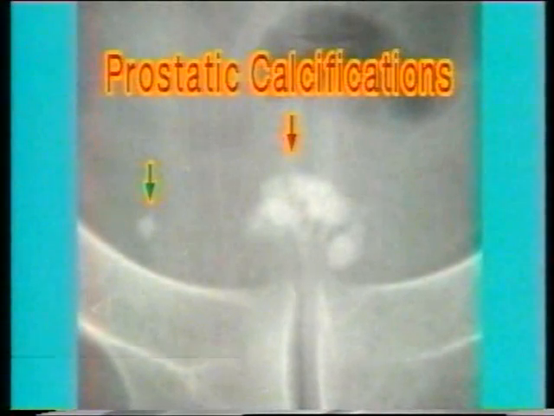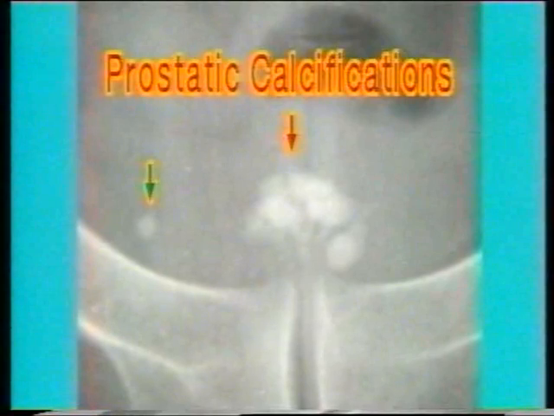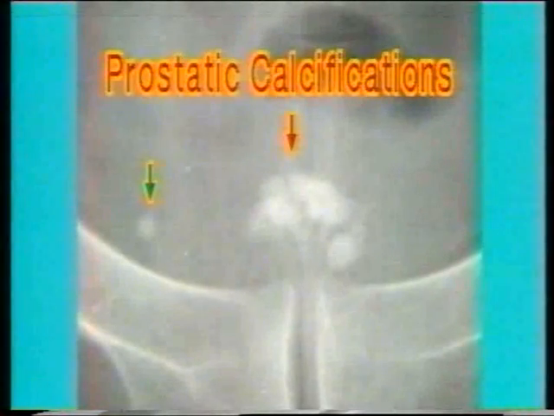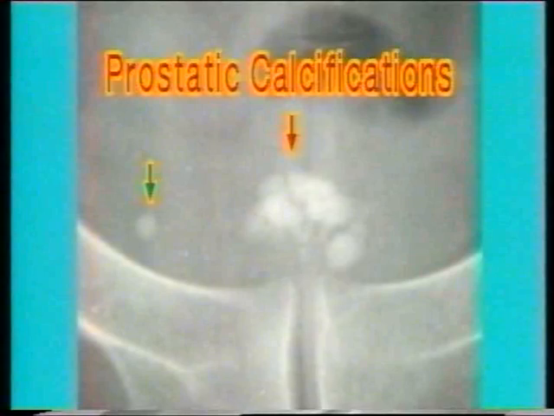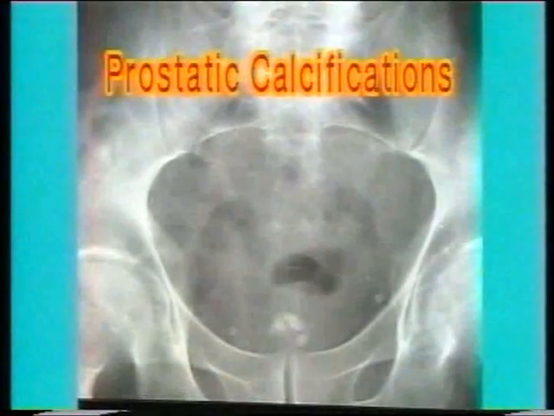The blue arrow points to a perfectly round opacity much below the level of the ureter. It is a phlebolith. There are two more phleboliths on the left side, as you can now see below the left ischial spine.